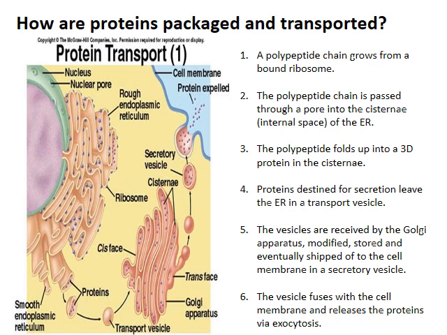When it's formed its 3D shape, it's loaded into a transport vesicle, which exits the endoplasmic reticulum and travels to the Golgi apparatus, or the Golgi complex, whatever you might call it. The Golgi apparatus is an organelle in its own right, and its role is to receive those proteins from the endoplasmic reticulum, modify them in some ways, store them, and then eventually package them into a secretory vesicle, which gets released from the Golgi, travels to the plasma membrane of that cell, fuses with the plasma membrane, and then releases the proteins inside it via exocytosis.